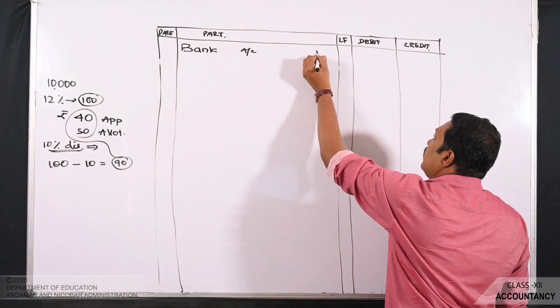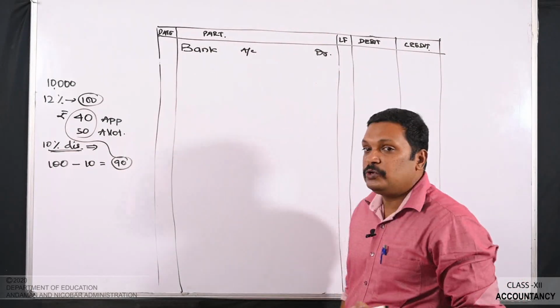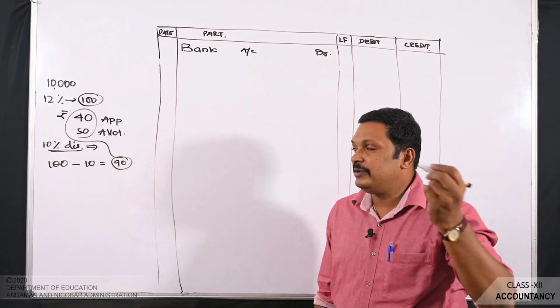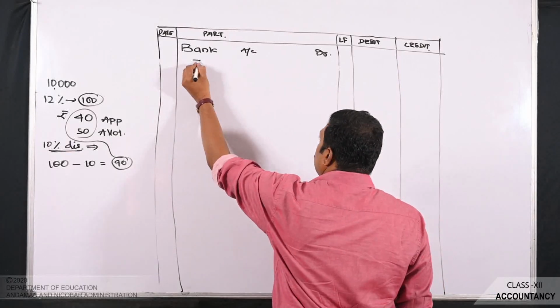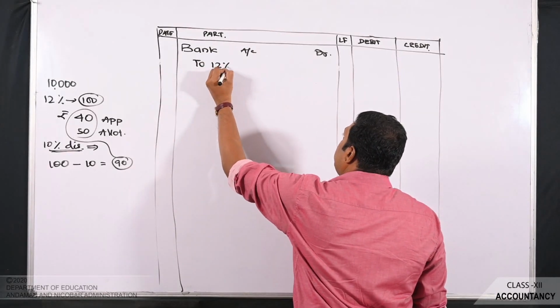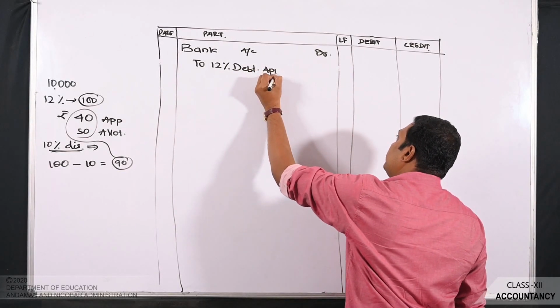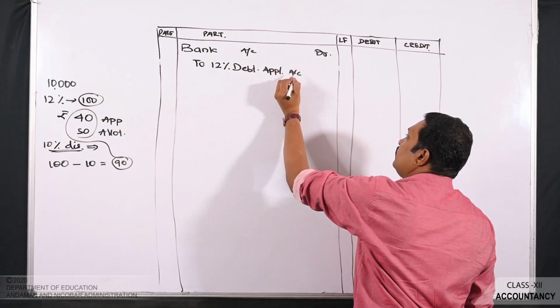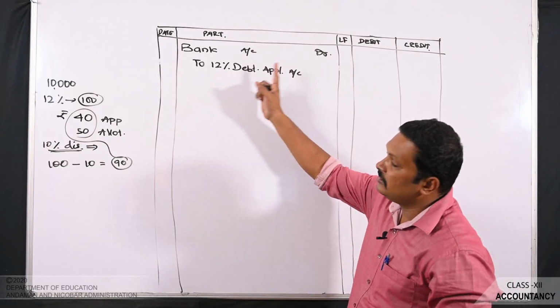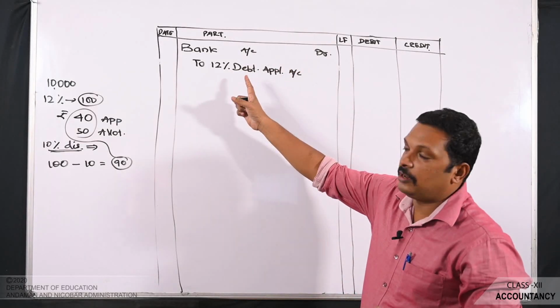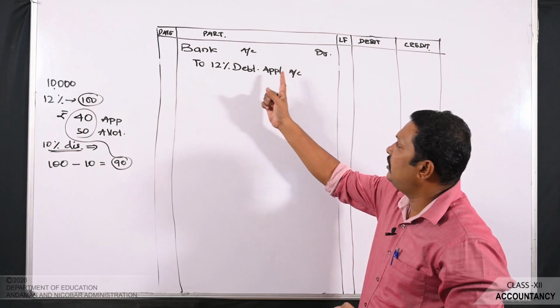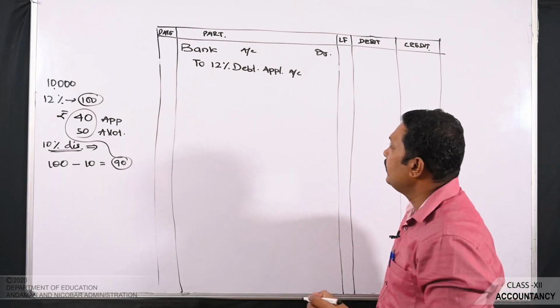Bank account debit. In shares we wrote share application. Now in debentures we have to write to 12% debenture application account. You have to write debentures in full. No, abbreviation is not allowed. You write 12% debenture application account, right?